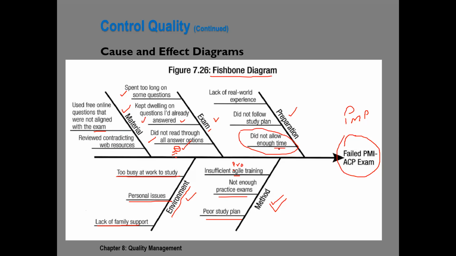In my case, it's also a combination of preparation and environment. In preparation, it's the same as Tanya, that's not allowing enough time. Environment will be those first two, too busy at work to study. And then personal issues, maybe not so much of an issue, but just personal engagements, again relating to time constraints.